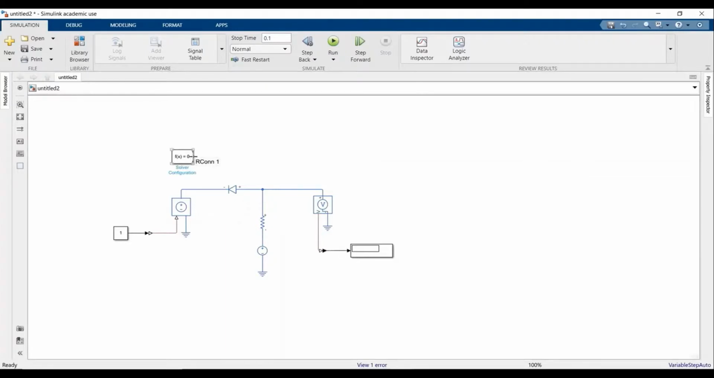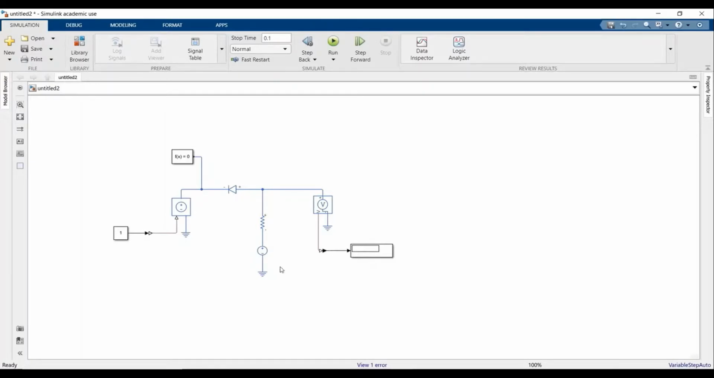So this block has to be connected to the circuit. It can be any part of the circuit. It doesn't matter. I can connect it to here, here, here, or here. It makes no difference. It just needs to be connected. Okay, if I do that, then it should simulate.